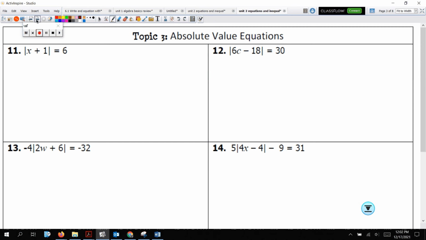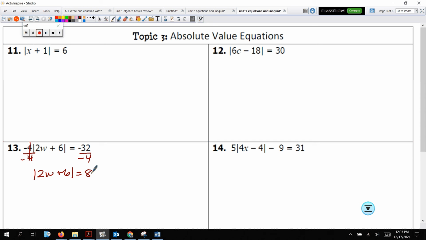All right, the next topic is absolute value equations. The most important thing for absolute value is to make sure that the absolute value is all by itself here, okay? So I'm going to do number 13 because I look outside. I have a negative 4 outside. This is multiplication. I want to get rid of that negative 4, so I'm going to divide both sides by negative 4. Now I have the absolute value of 2w plus 6 equals positive 8.